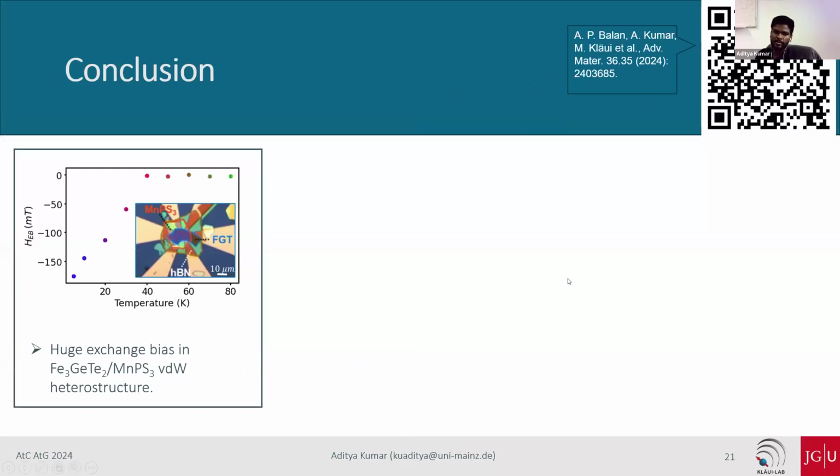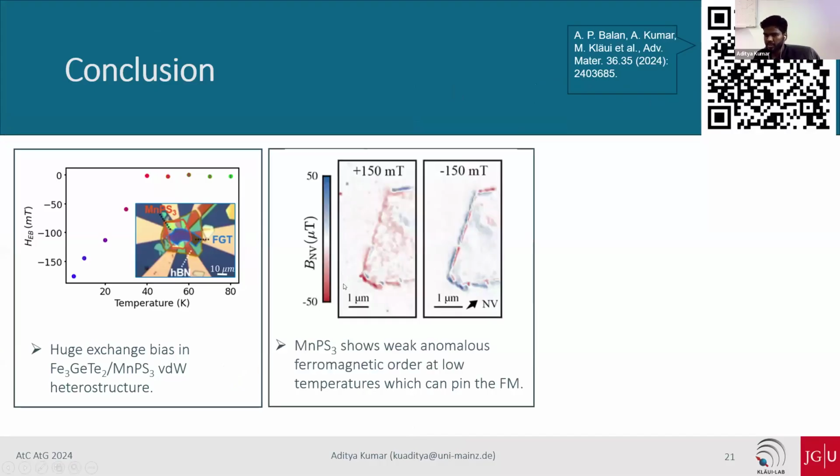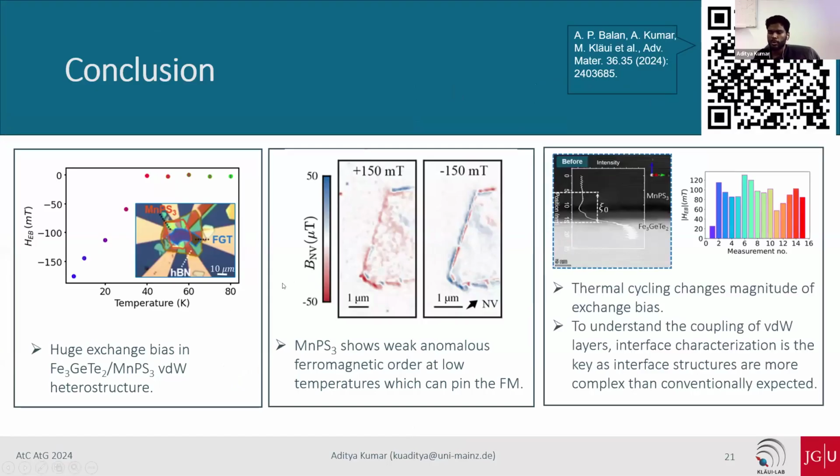So in summary, I first showed you that our FGT MnPS3 heterostructure could show huge exchange bias despite having a compensated interface, because at low temperatures it goes through a spin reorientation transition. And this creates some anomalous ferromagnetic moment, which eventually gives you this huge exchange bias. Then we showed that 2D materials do not always form pristine interfaces. There could be interdiffusion of atoms, which can form an amorphous region at the interface. And this region could vary if you do heating cooling cycles, and this could modify the interface related phenomena.